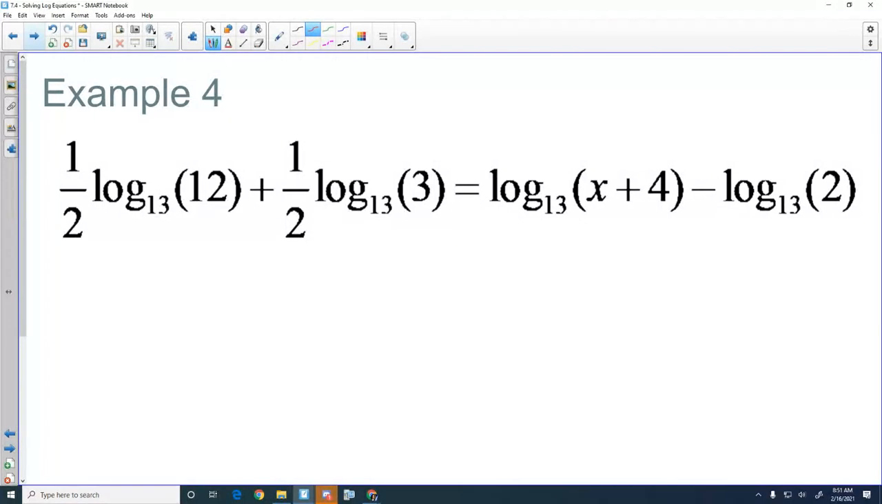I know it looks gross right now, but it works out so nicely. Does everyone at least have it written down?